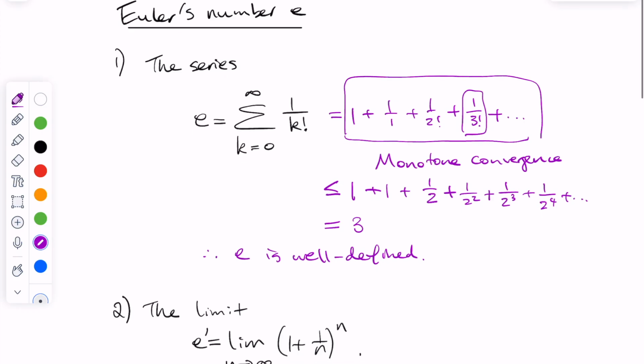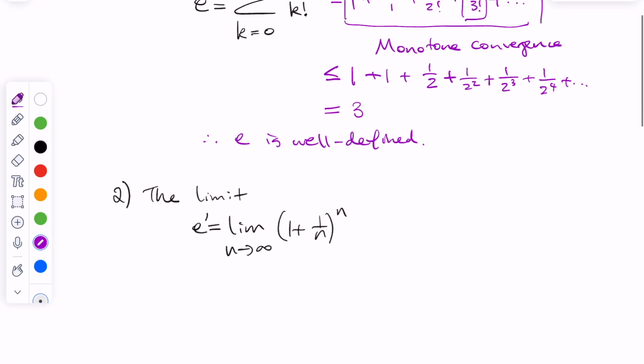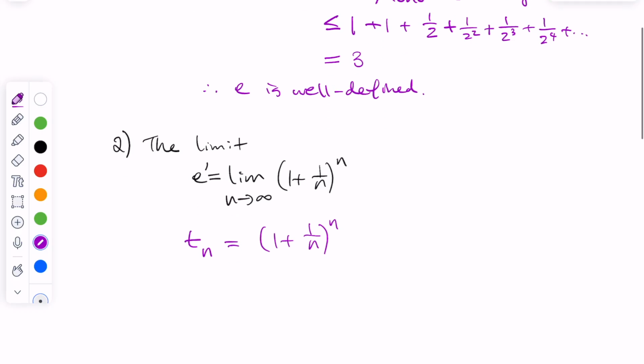Great. Now we have this second definition, which we want to first make sure is also well defined. So how do you see this? Again, we try to use the monotone convergence theorem, but this time for a sequence. So let's call each of these terms Tn. So Tn is the term (1 plus 1 on n) to the power n. And we want to see that this sequence of terms is monotonically increasing.